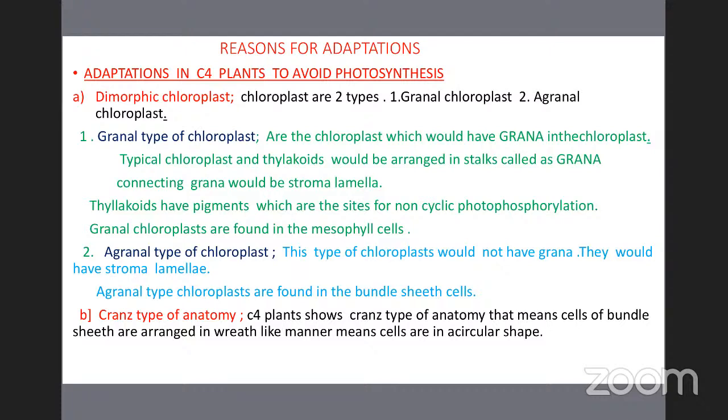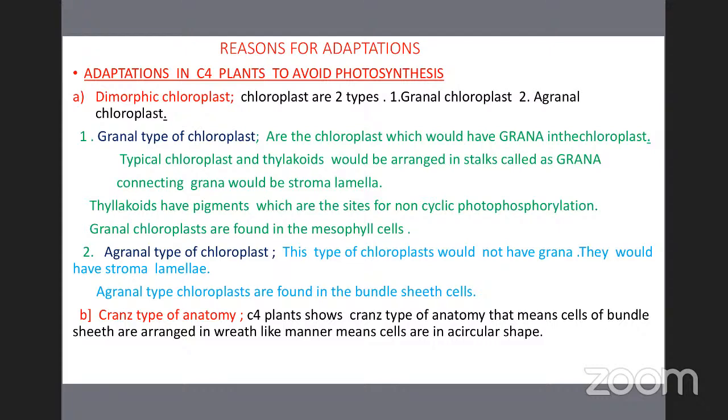So this is about the dimorphic chloroplasts. That means chloroplasts are showing a difference in their structure. As a result of this deviation, they are performing different activities. Grana type of chloroplasts are the sites for performing light reaction, especially for non-cyclic photophosphorylation. And agranule type is the site for C3 cycle, which are found in bundle sheath cells. That's it.